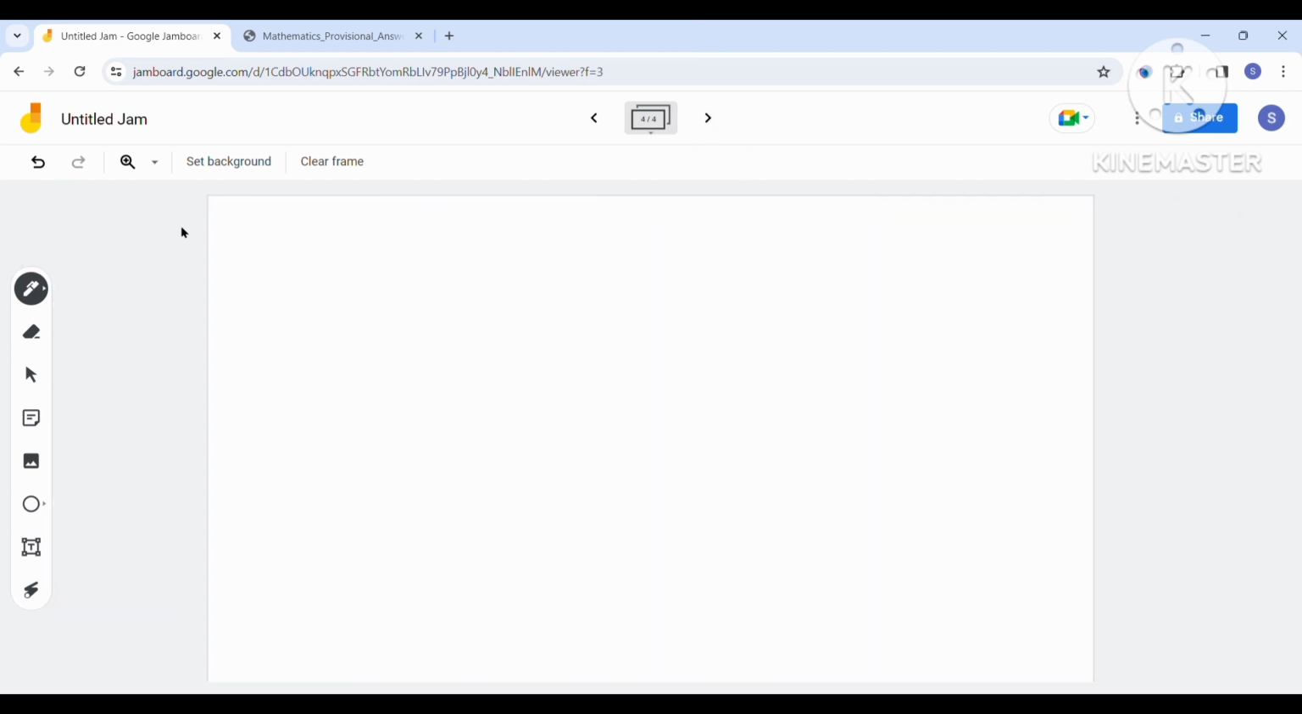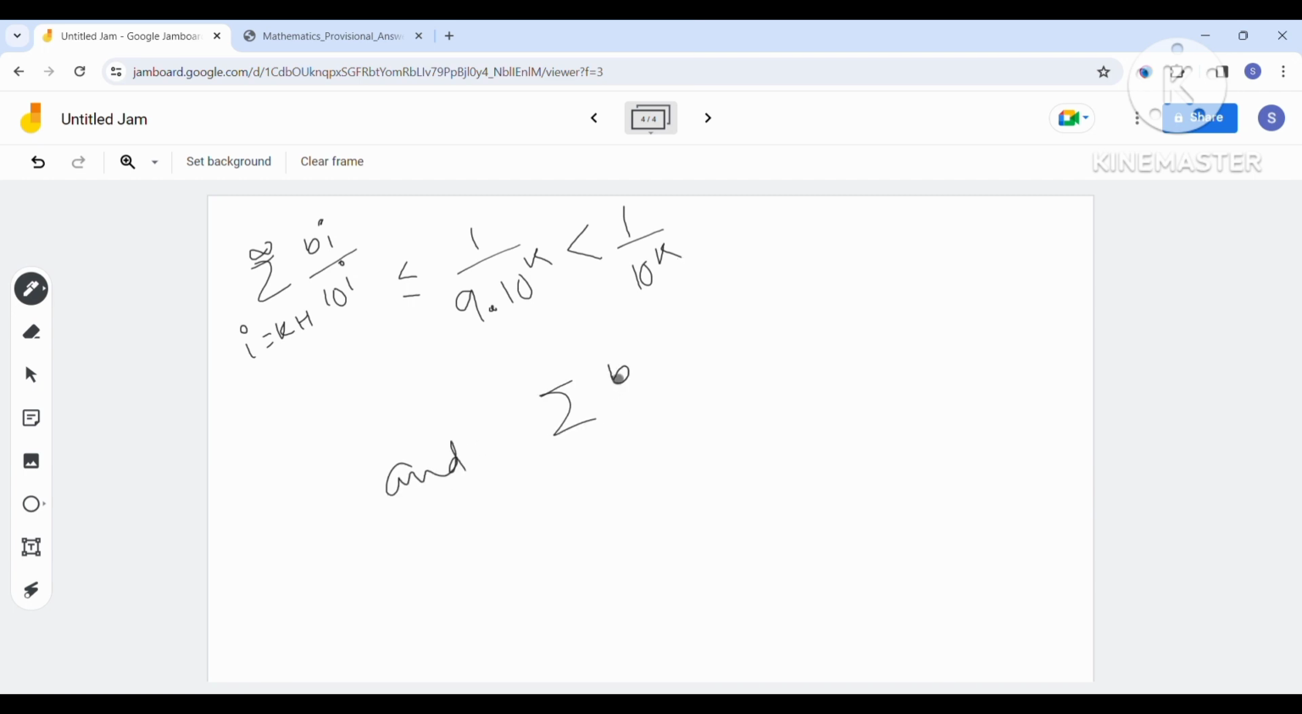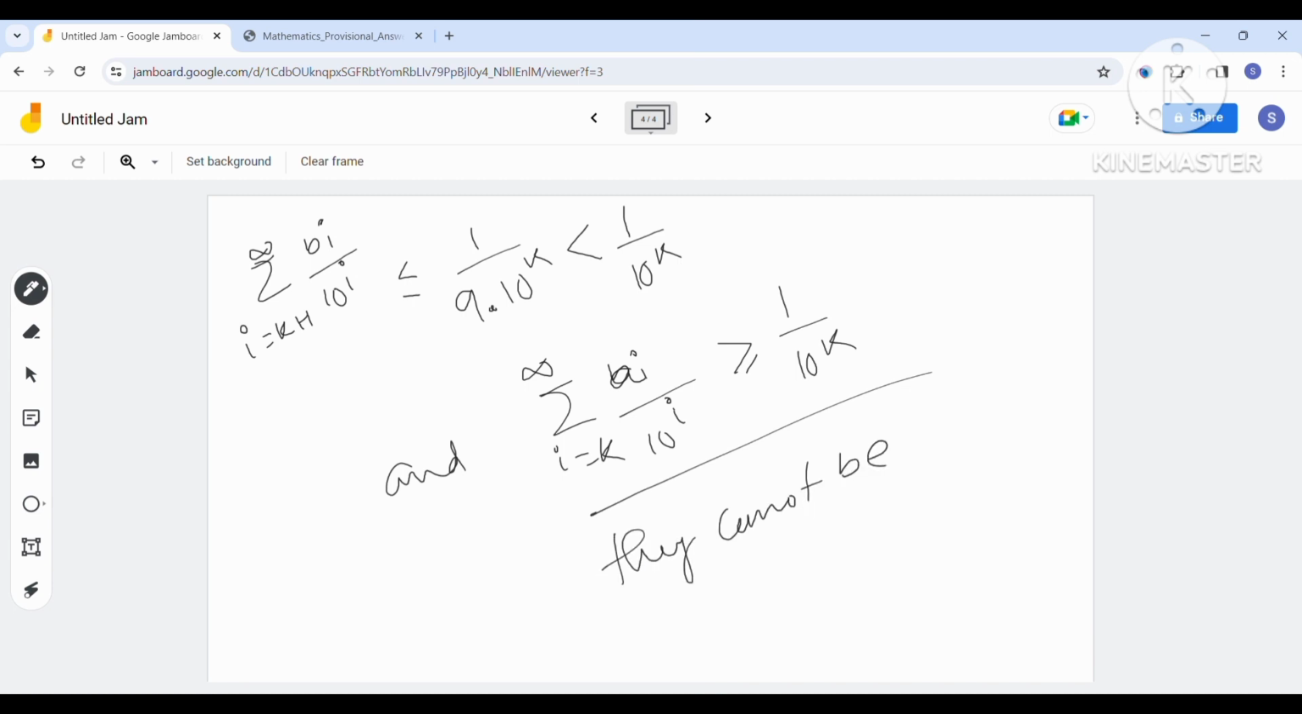Okay, that means summation bi by 10 to the i, i equal to k plus 1 to infinity, is less than or equal to 1 by 9 into 10 to the k, which is strictly less than 1 by 10 to the k. And summation ai by 10 to the i, i equal to k to infinity, is greater or equal to 1 by 10 to the k. Hence they cannot be equal.